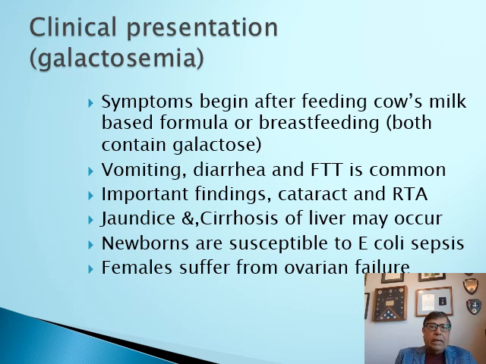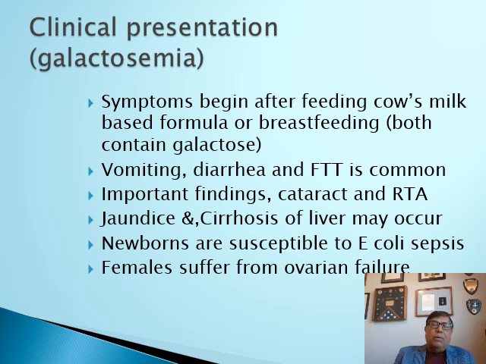Remember, cataract is present in galactosemia. It may not be evident right away, but as time progresses, you might be able to see it. So the cataract in galactosemia is an important association, and you should remember that. There is also renal tubular acidosis, and cirrhosis of the liver can occur if the patient remains untreated for a longer period of time.